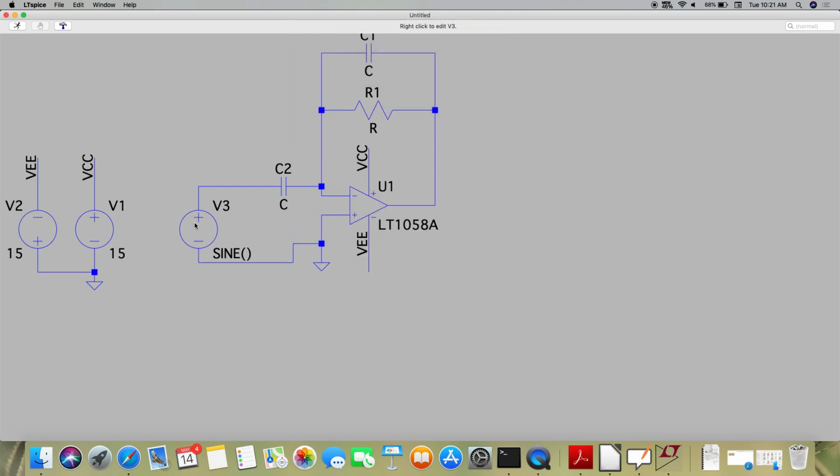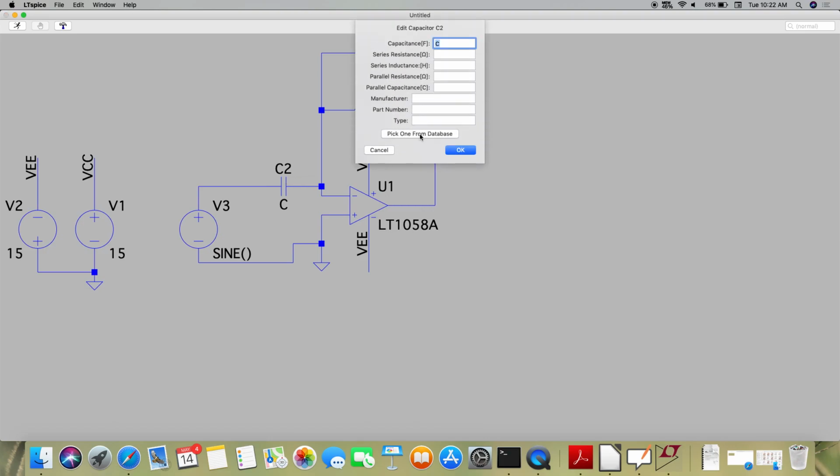This was the starting point. A few more things are left, which are giving the values of resistance and capacitance. Whichever value you want to add, you can right click on that particular component, and you give the value of the plain capacitor or the plain resistor. Otherwise there are many other entries available. Those entries are series resistance, series inductance, parallel resistance, parallel capacitance.